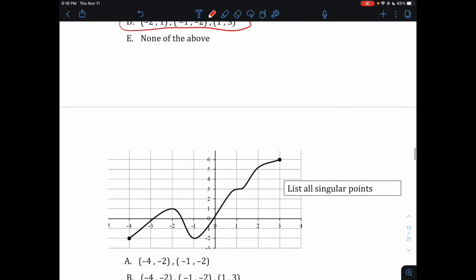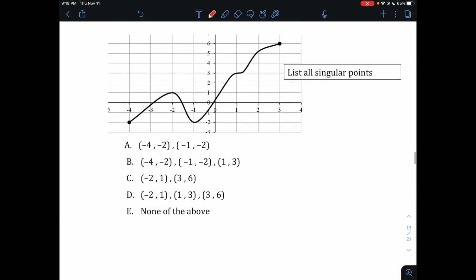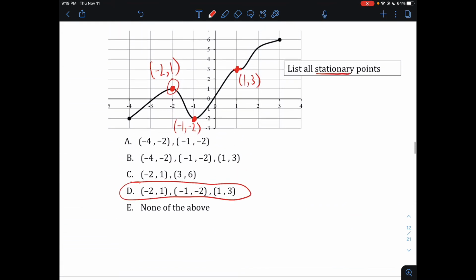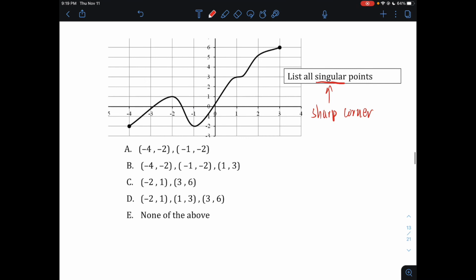Now let's compare that to singular points. If you go back to the notes from when we first started looking at the first derivative test, singular points on a graph, that's where we're looking for a sharp corner to the graph. This is the same graph we were just looking at, and there aren't any sharp corners on this. So in fact, the answer is none of the above.